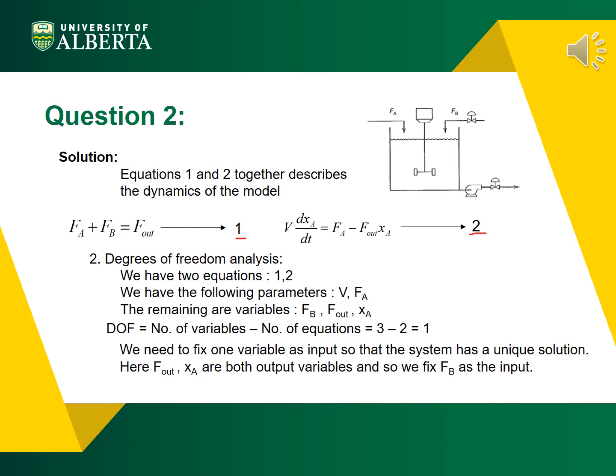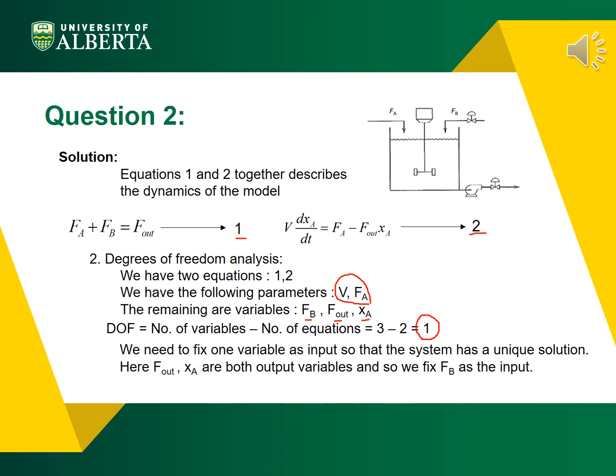And then we know that the volume inside the tank and the flow rate FA is held constant. So both of these will become the parameters for the model equations. And if you count the number of remaining variables, we have 3 remaining variables, which are FB, Fout, and XA. Degrees of freedom is equal to the number of variables minus the number of equations. So in this case, it would be 3 minus 2, which is 1. So we have 3 variables and 2 equations. So we'll have infinitely many solutions if we are trying to solve.